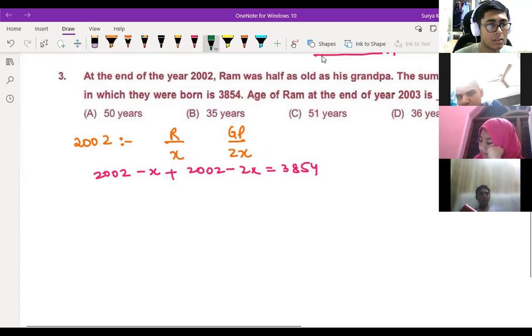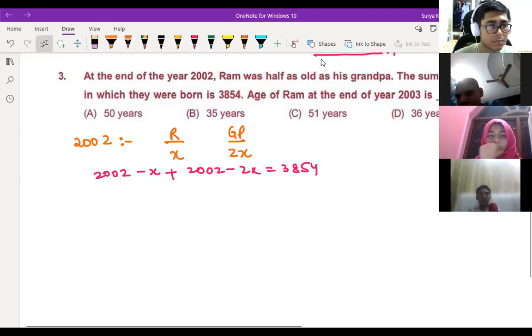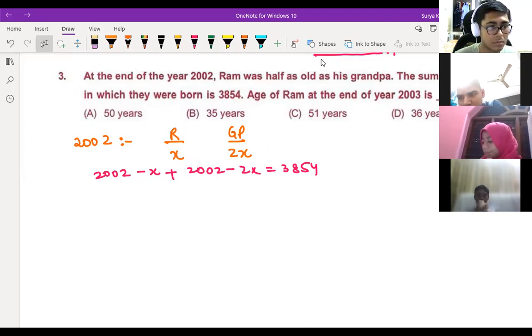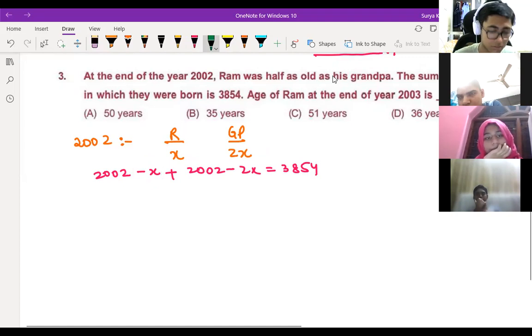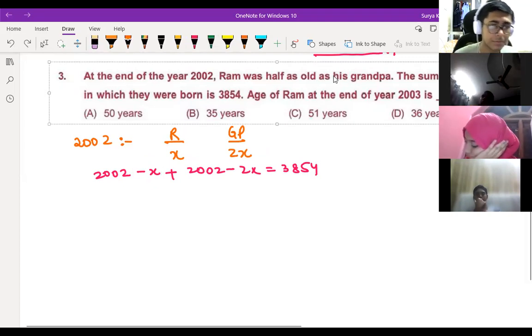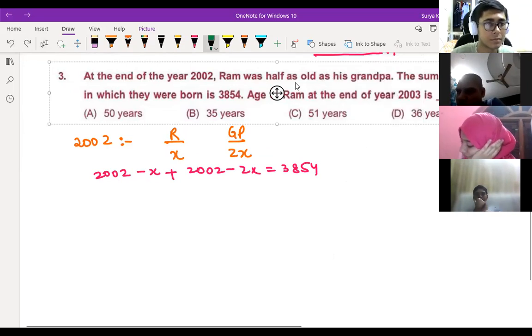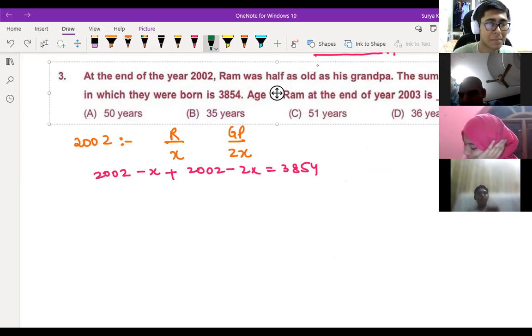Sir, the concept I'm adding is the year of Ram, minus X, and the age of grandpa is 2X. Why are you subtracting? 2002 means in the year 2002 Ram was X years old and grandpa was 2X years old. So why are you subtracting here? Sir, to get the answer. No, what is the reason behind it?